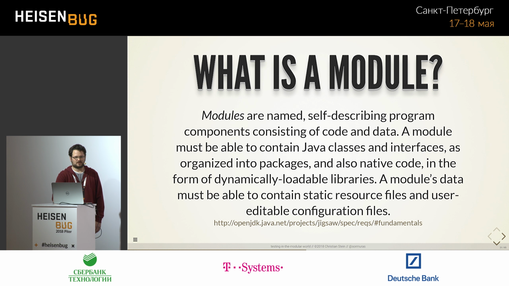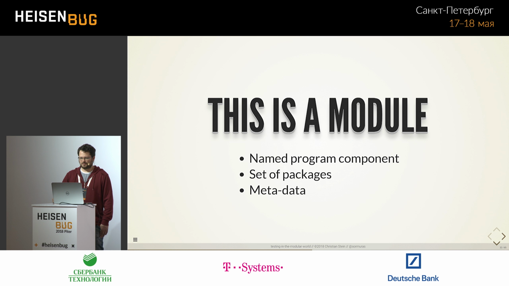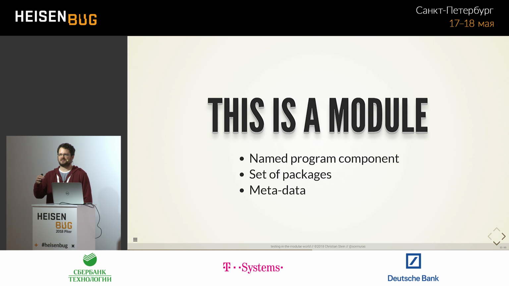So what is a module? According to Jigsaw, it's a long definition. We make it shorter. For us, it's just a named program component, which contains a set of packages and some metadata. Basically, it's a jar file with a descriptor where you say this is for me internally and this is what's for others. You also define what other modules you need. And with this, you can build up a graph and say if this configuration will work.